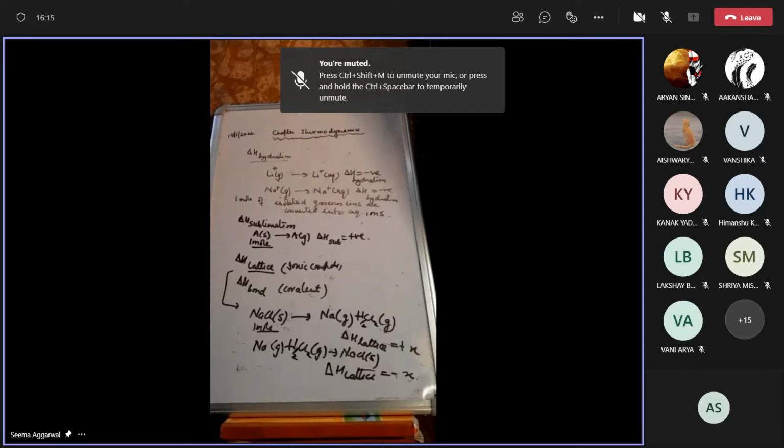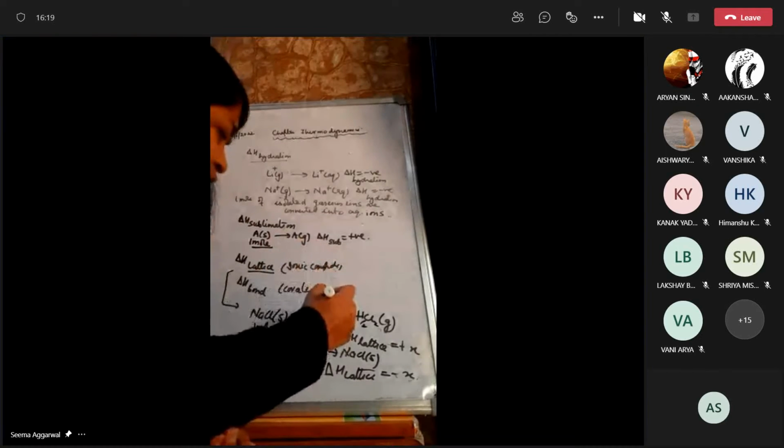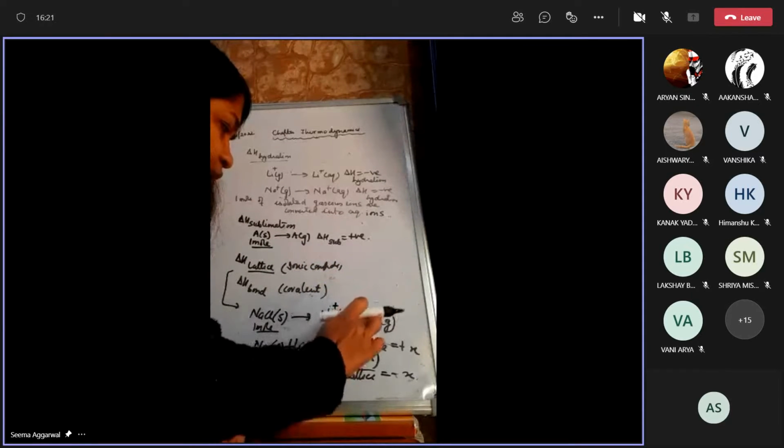No, it is in the ions only, sorry. I was just checking the NCERT because I was getting confused. It is in the ions only.